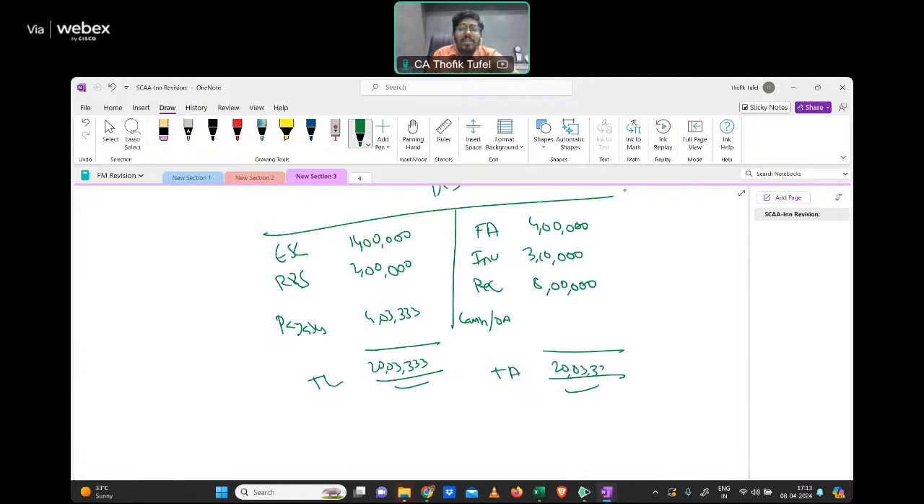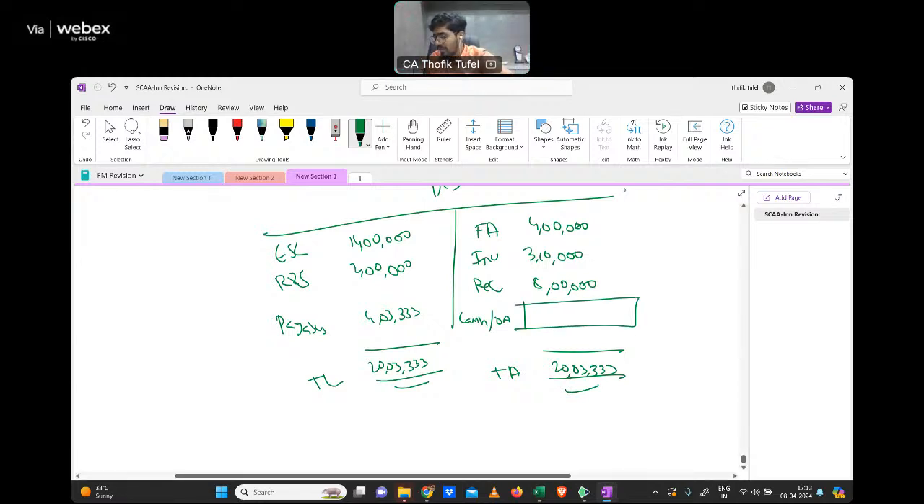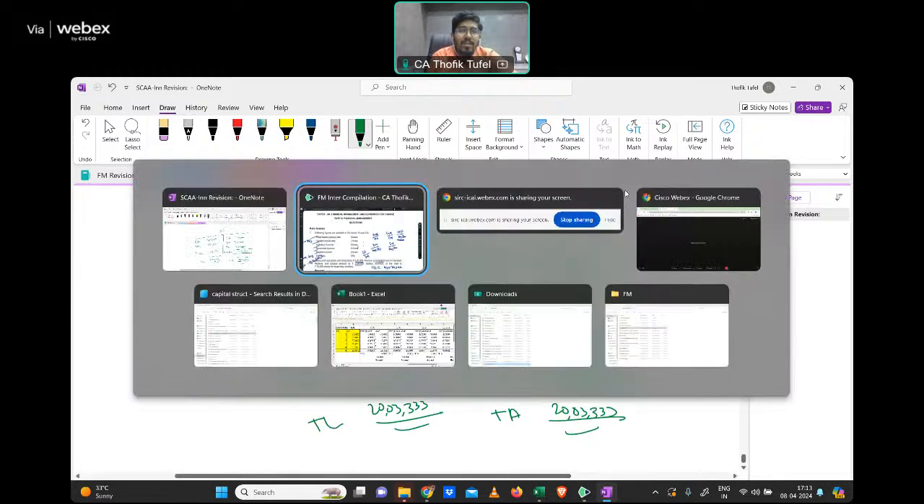So 20 lakh 3,333. So balancing figure the cash போடுறேன். 20 lakh 3,333 minus 8 lakhs minus 3 lakh 10,000 minus 4 lakhs. இங்க எவ்வளவு வருது? 4 lakh 93,333. This is what is the answer.